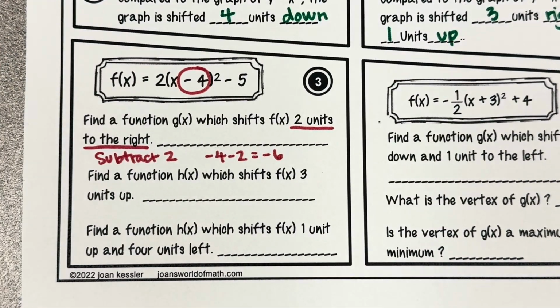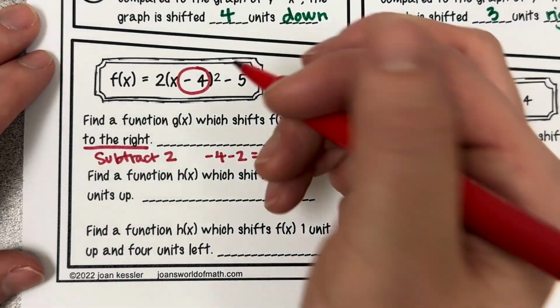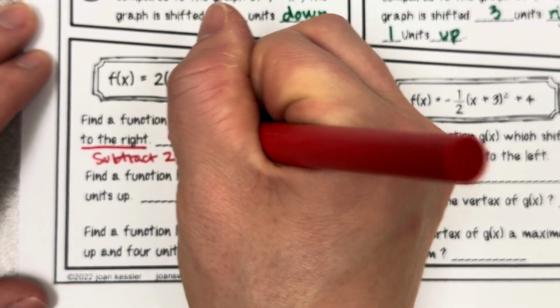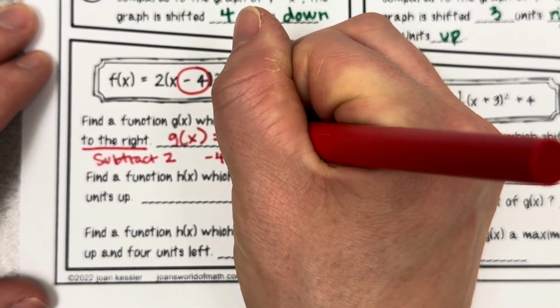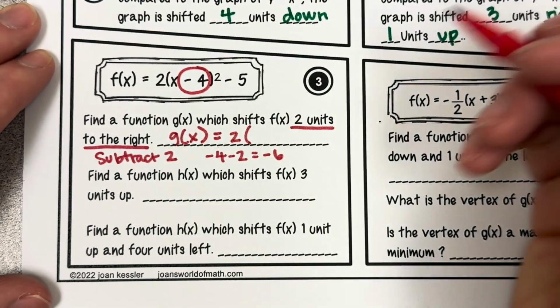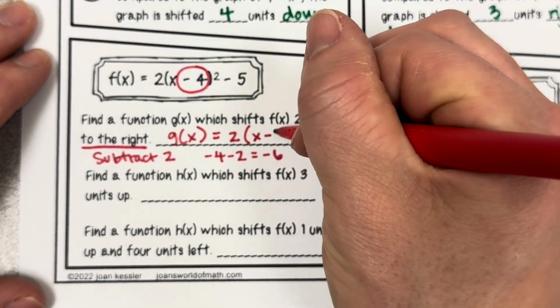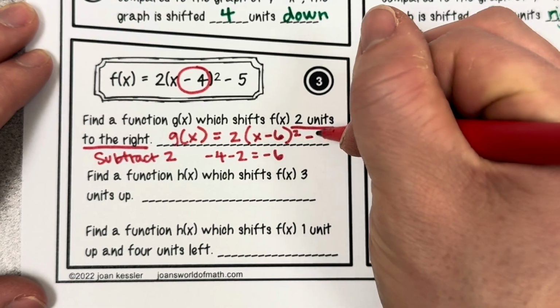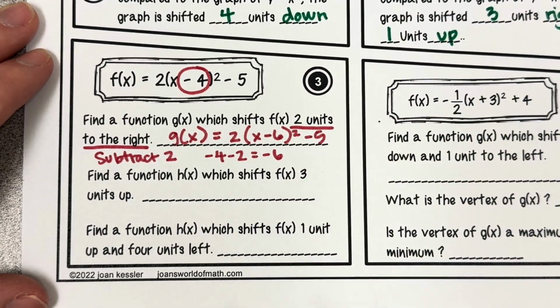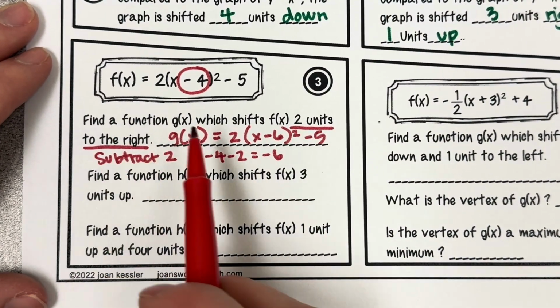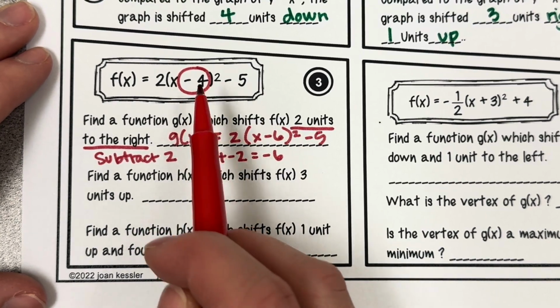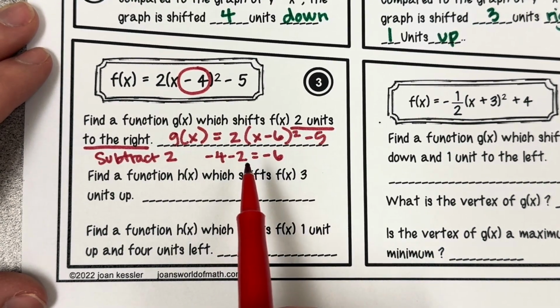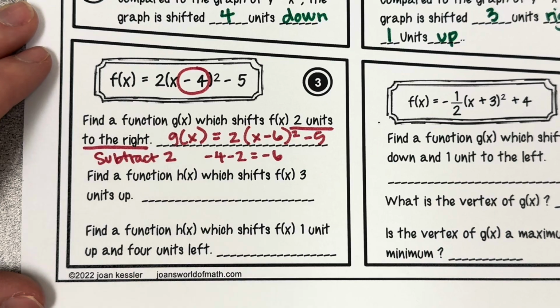So now we want to write the function. g of x, this is our new function. We still have our 2 as our leading coefficient. The only thing that's changed here is now it's -6 squared minus 5. So there's our new function that's been shifted 2 units to the right. All we had to do was take that -4, subtract 2 more, because we moved it 2 units to the right, and there's our new function.